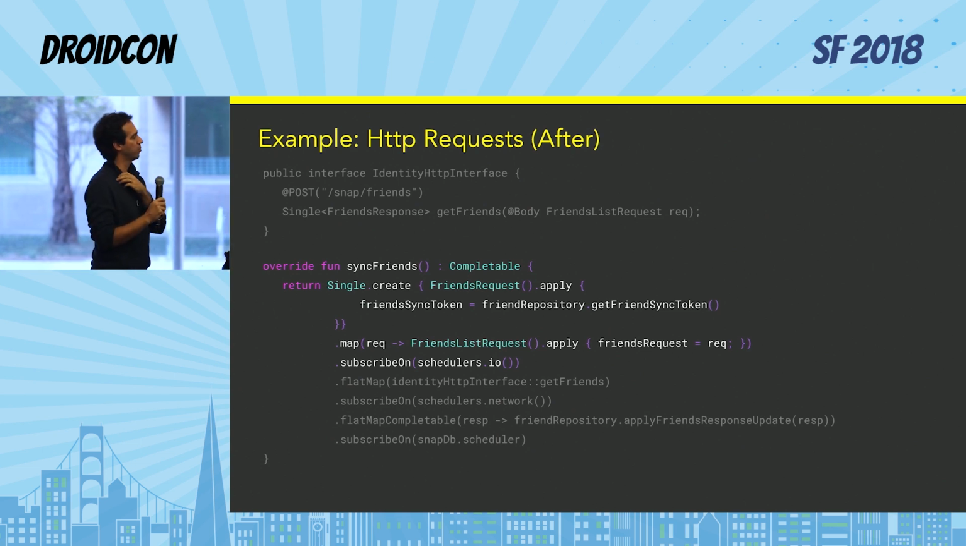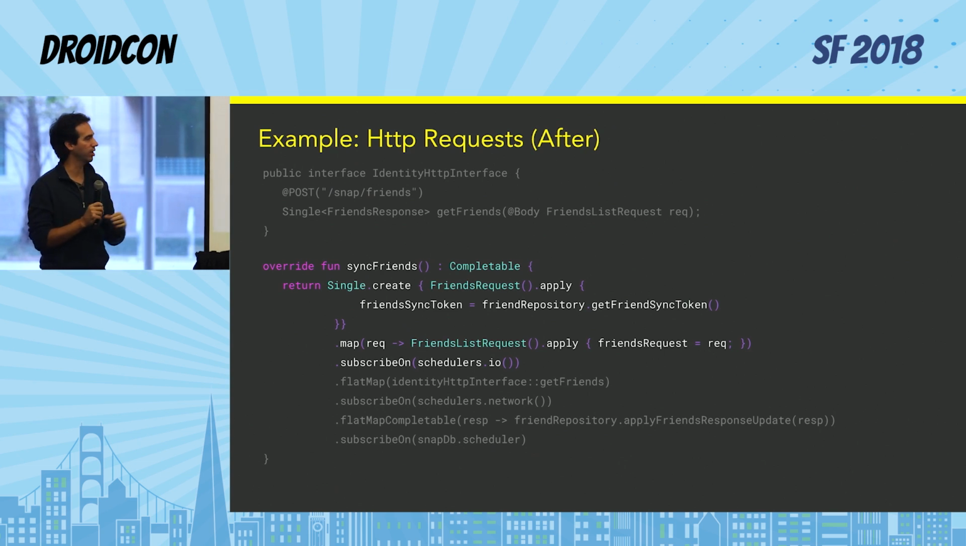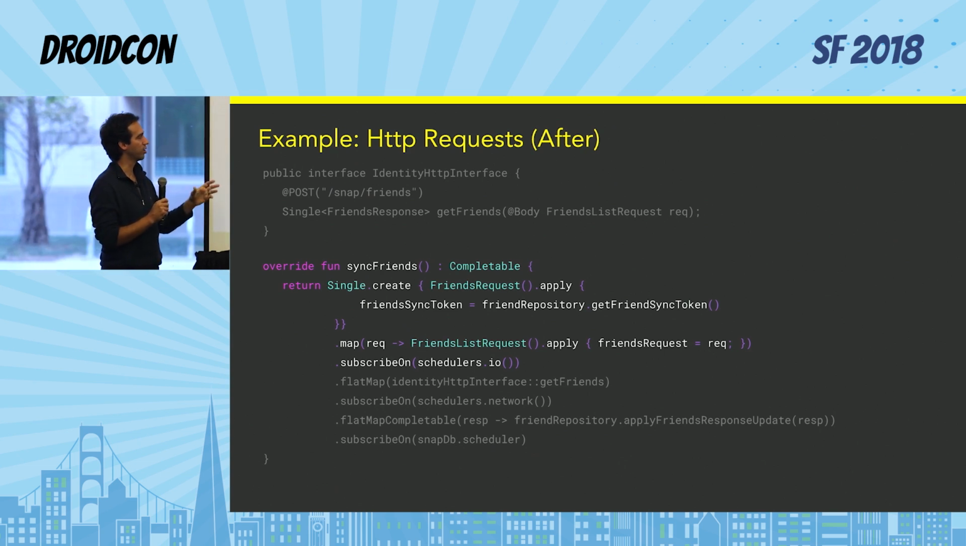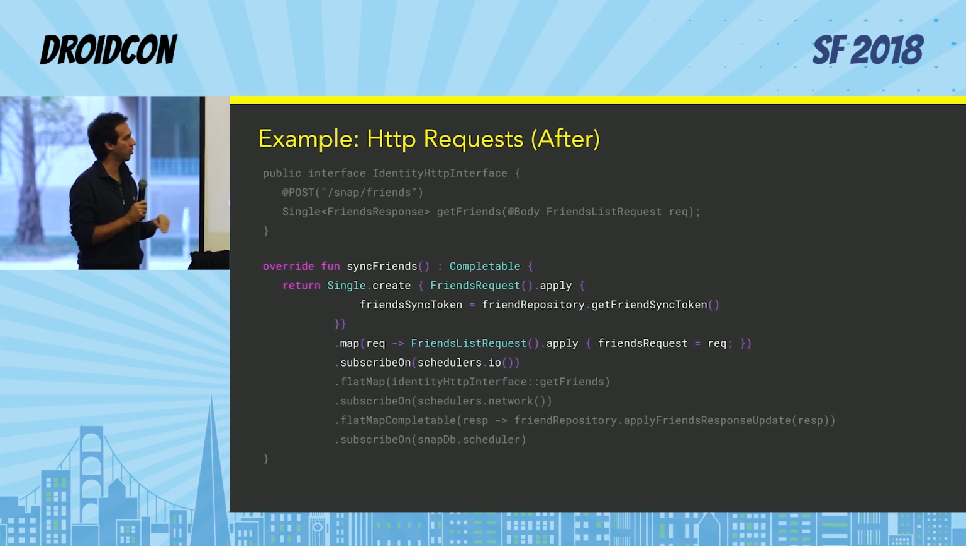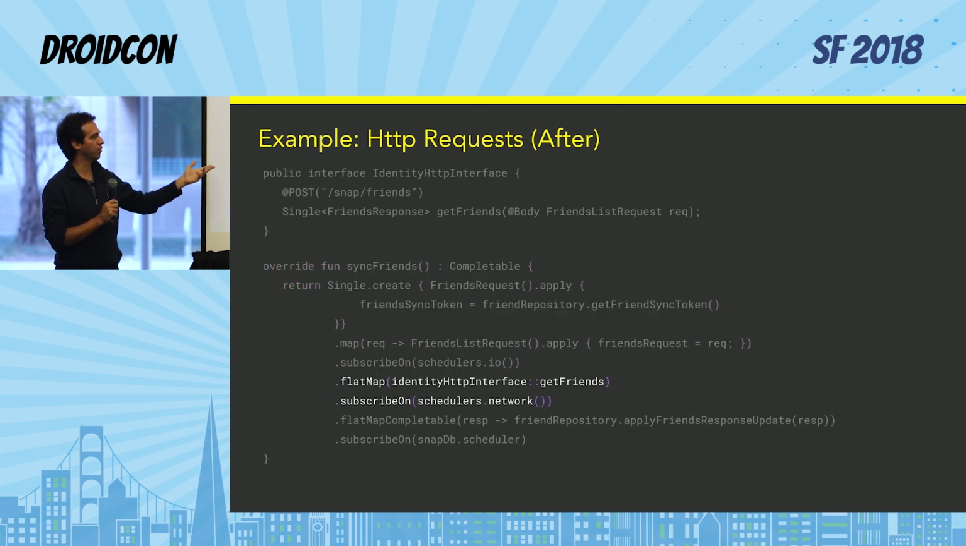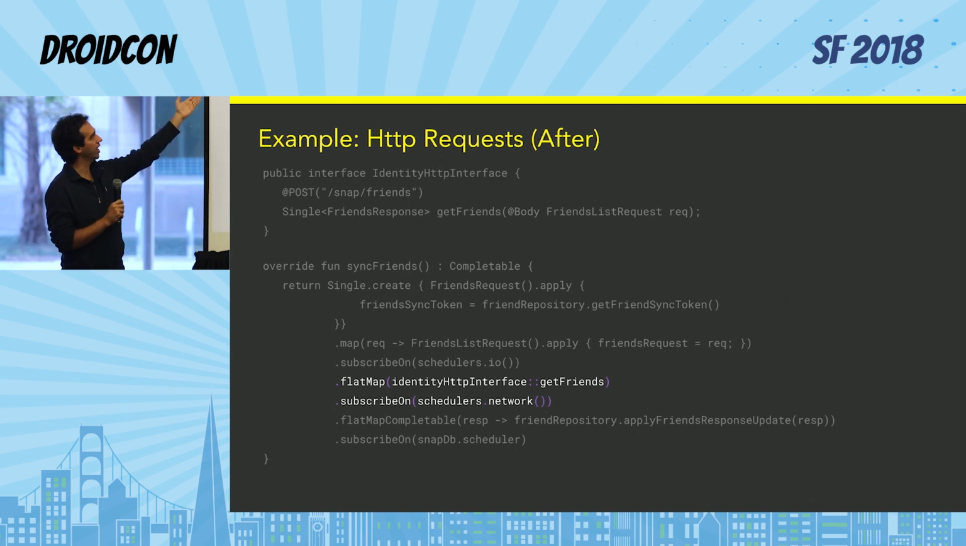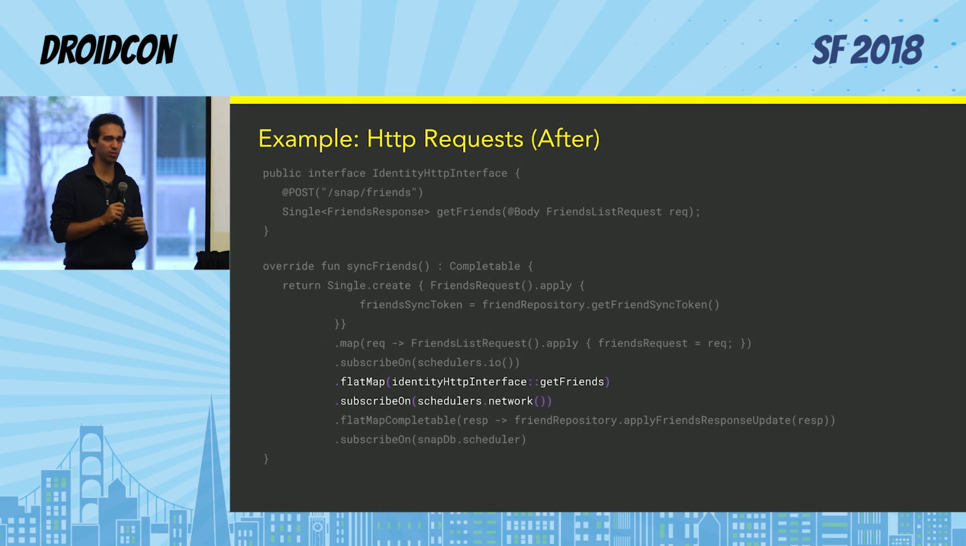Creating the request is pretty simple. We just create an object, do a database call to get a sync token, attach it to that object, and then we're done. But we call this RxJava method subscribeOn to ask for that code to be run on the I/O scheduler, since it's going to be doing a database call. Next, we do a flat map to take the request, pass it into our nice Retrofit interface, and send it. And we do that on the network scheduler.